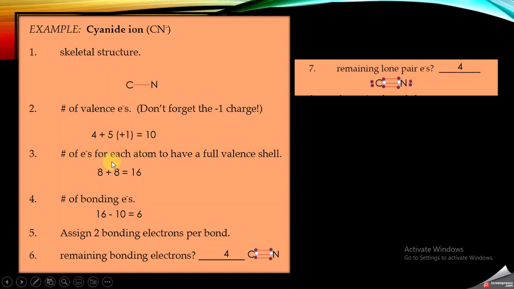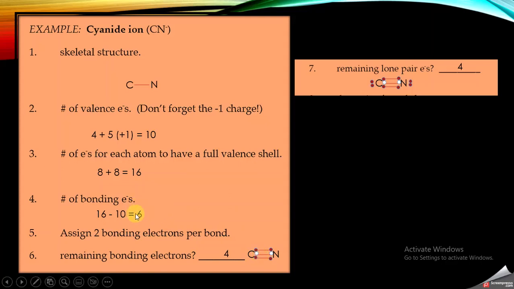Now the number of electrons required to have a complete shell for each atom. Carbon requires 8, nitrogen requires 8, so we have 16. Now we calculate the number of bonding electrons, the subtraction of these two values. So 16 minus 10 is equal to 6. 6 electrons are the bonding electrons. Assign 2 bonding electrons per bond. So you assign 2 electrons to the first bond that you have created, and you can see it here. The white dots represent 2 electrons. But you can see that you have 6 bonding electrons.